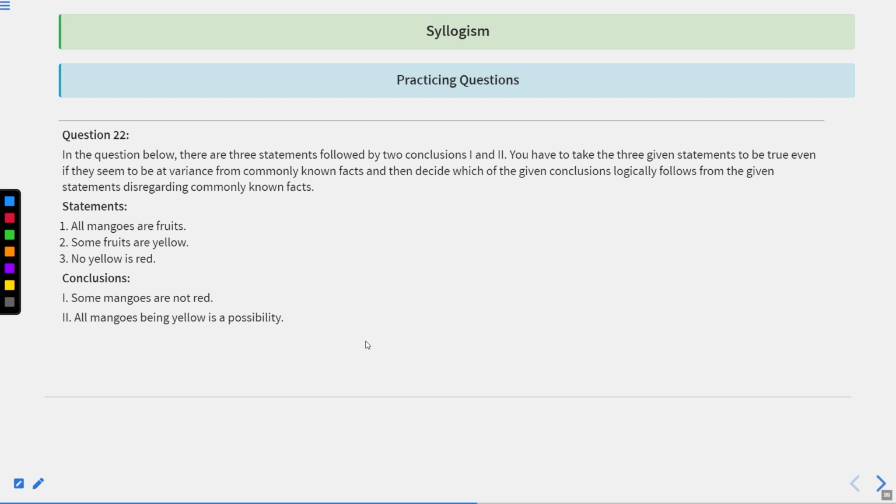So with this, students, I would now request you all to keep your pen and paper handy, because the first question for today's lecture is right now in front of your screen. Kindly go through the statements which say that all mangoes are fruits, some fruits are yellow, and no yellow is red. Try to draw the Venn diagram of these statements, and then we will figure out whether the Venn diagram given as a solution, made by the students, is correct or not correct. Okay, my dear students, your time starts now.